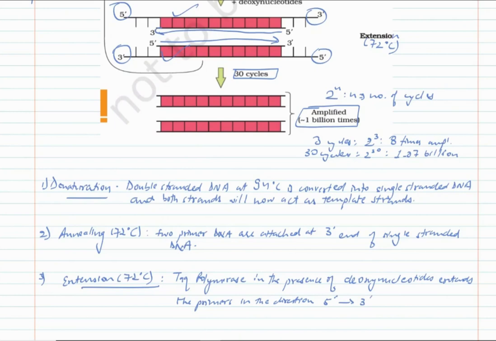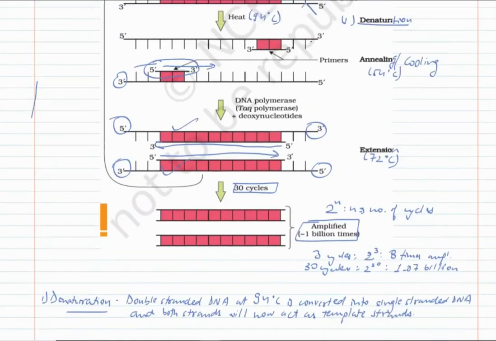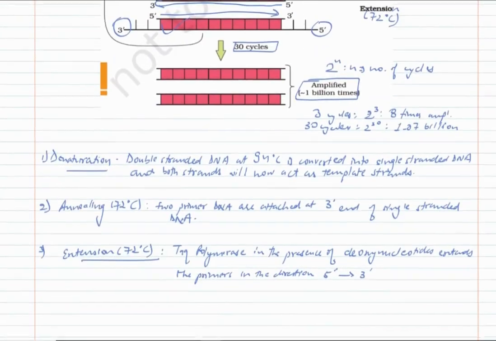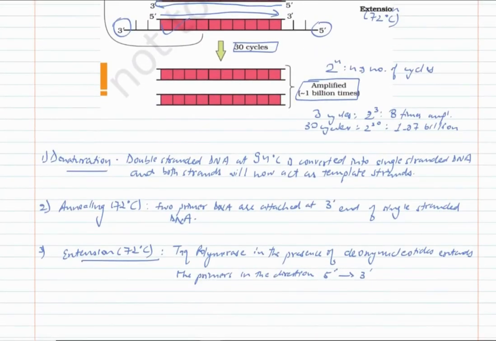This PCR is an automatic process. Once you have entered all the required materials in the Eppendorf tube and you start the reaction, it will continue by itself. And we have to remember that Taq polymerase is a heat resistant enzyme, which is why it is able to act at such a high temperature of 72 degrees Celsius.